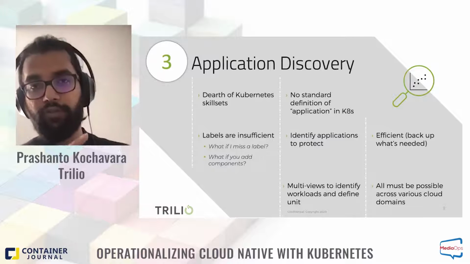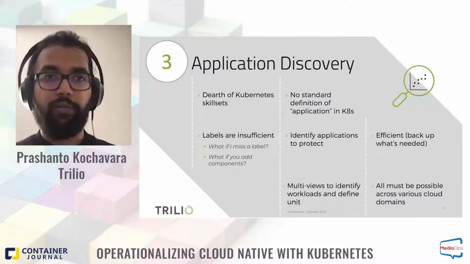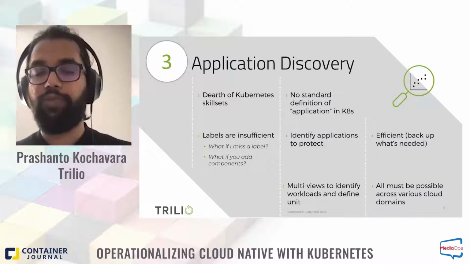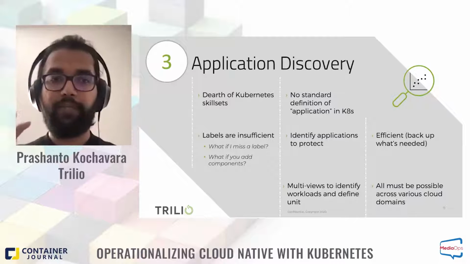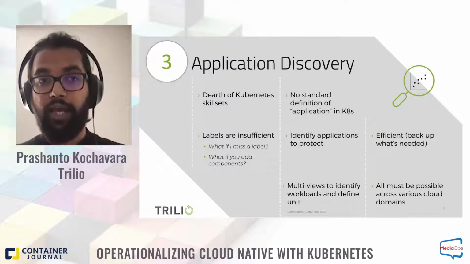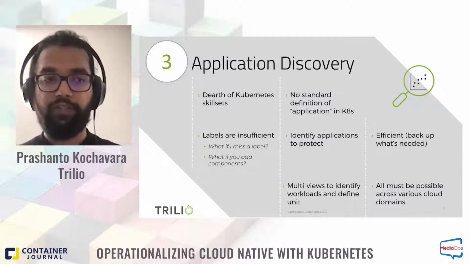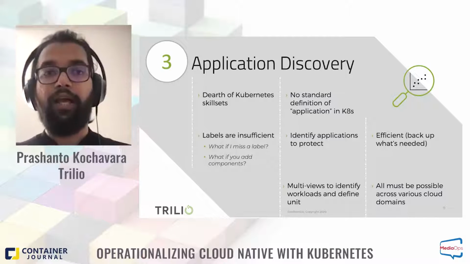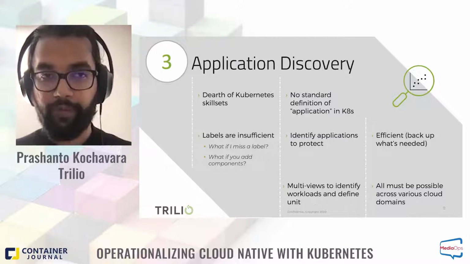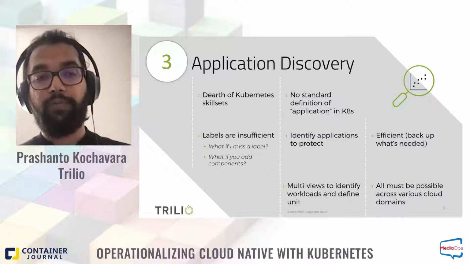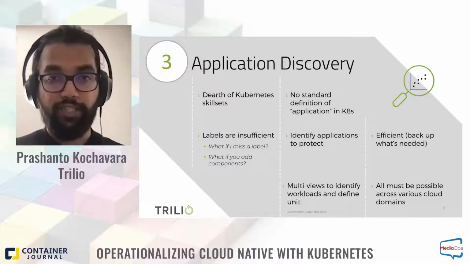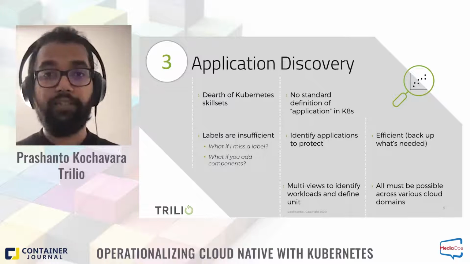Now that we have gone through the deployment and understand what we want to back up, there is an important aspect of application discovery that is needed within Kubernetes. If we go back to that evolution of application diagram and think about how these microservices are all spread out across a cluster, and there is a challenge in terms of identifying which microservice belongs to which application, there needs to be a better way of identifying what you want to back up. And to make this problem even more complicated, Kubernetes skill sets are lacking today in organizations. There is no standard definition of application, as we had mentioned earlier.